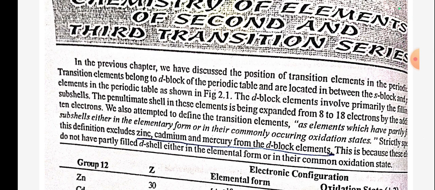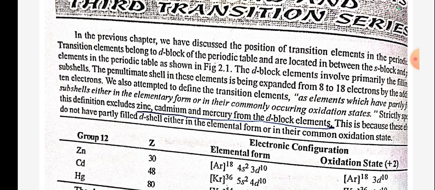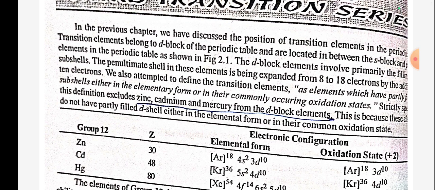In the previous chapter, we discussed the position of transition elements in the periodic table. They belong to the d block and are located in between the s block and p block elements in the periodic table, as shown below. The d block elements involve primarily the filling of the d subshell. The penultimate shell in these elements is expanded from 8 to 18 electrons by adding 10 electrons.